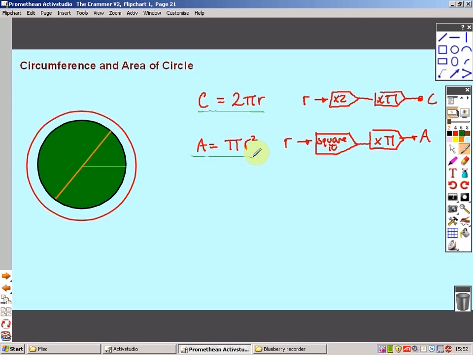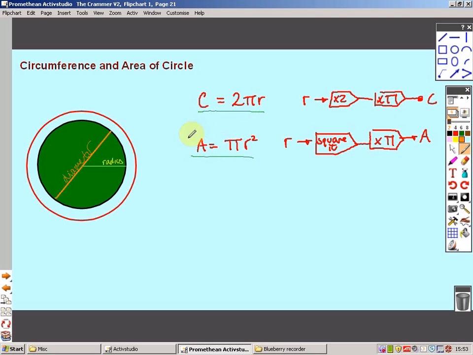Remember, the radius is just from the center to the edge. The diameter is all the way across that circle. You may be told that, but you want to find the radius when we're doing these calculations. All the way across is from the edge to the middle, from the middle to the edge, which is double the radius. For the circumference, you start with a radius, you times it by 2, you times it by pi, and out comes your circumference. If you're given a circumference, to find the radius, you can just undo that: divided by pi, divided by 2.